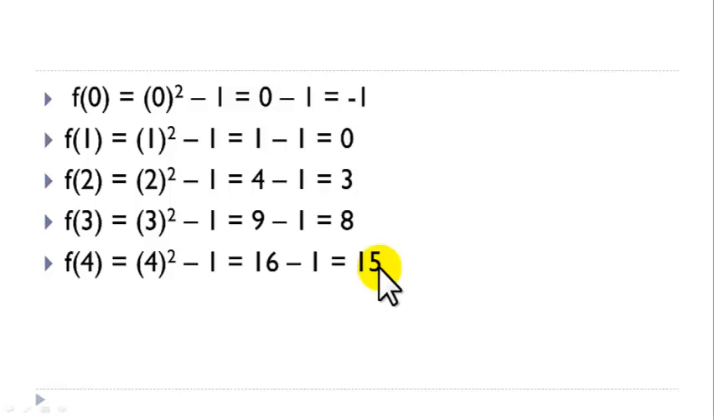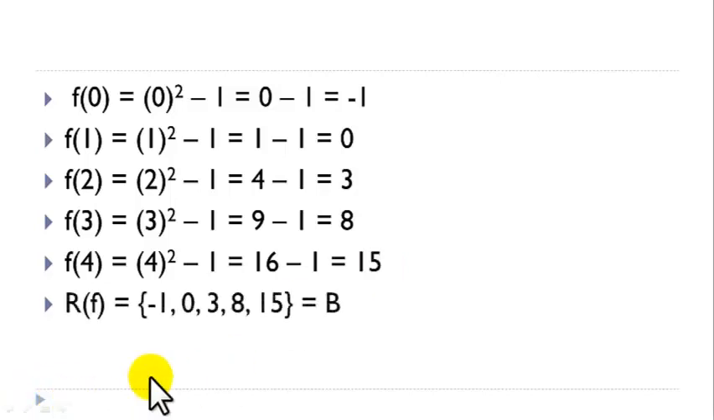Let us now form the range of this function. That's the set of all images. The range of f is equal to the set of -1, 0, 3, 8, and 15. Clearly, this is the same set as the codomain B. Hence, the function f is an onto function.